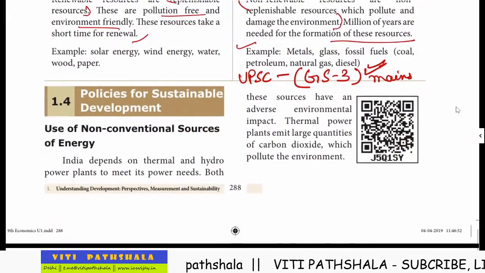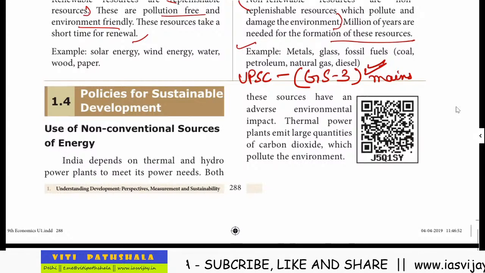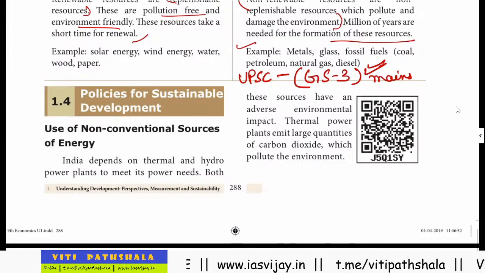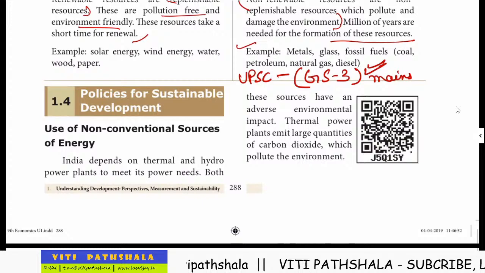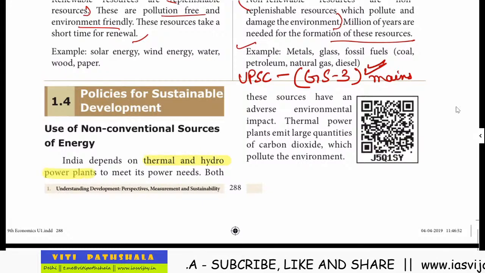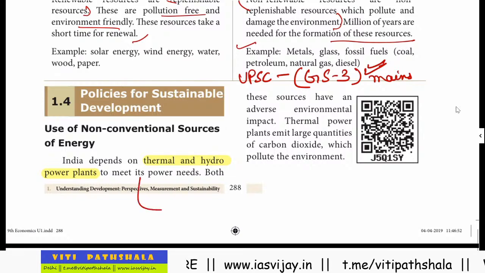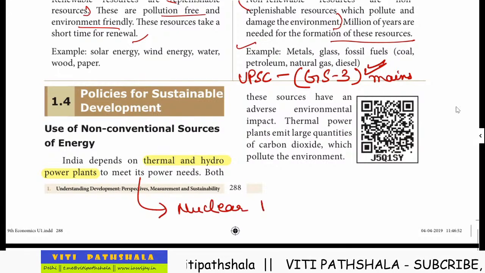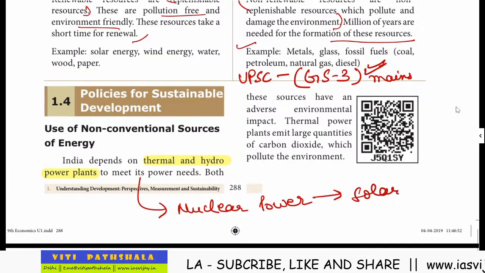Now next comes the policy for sustainable development. Now, use of the non-conventional sources of energy. India depends on thermal and the hydro power plants to meet its power need. So India at present is more focused on the thermal and the hydro, but we need a shift from these to nuclear power, and more we are focusing on the solar energy.